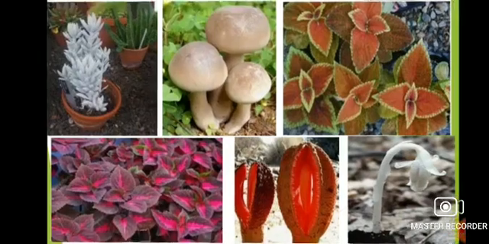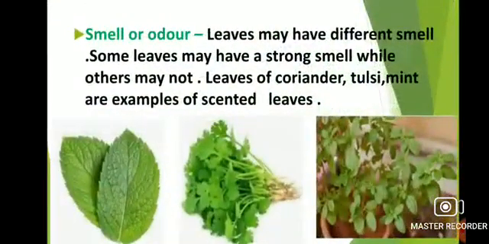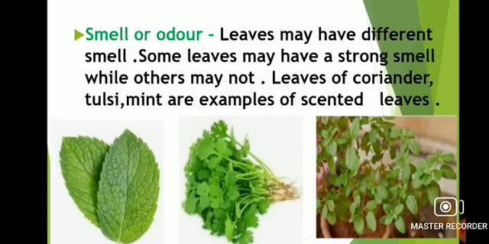Now, the next one is smell or odor. Leaves may have different smell. Some leaves may have a strong smell while others may not. Leaves of coriander, tulsi, mint are examples of such leaves. Children, some leaves such as tulsi, mint and coriander have a distinct smell. We can identify these leaves by their smell.